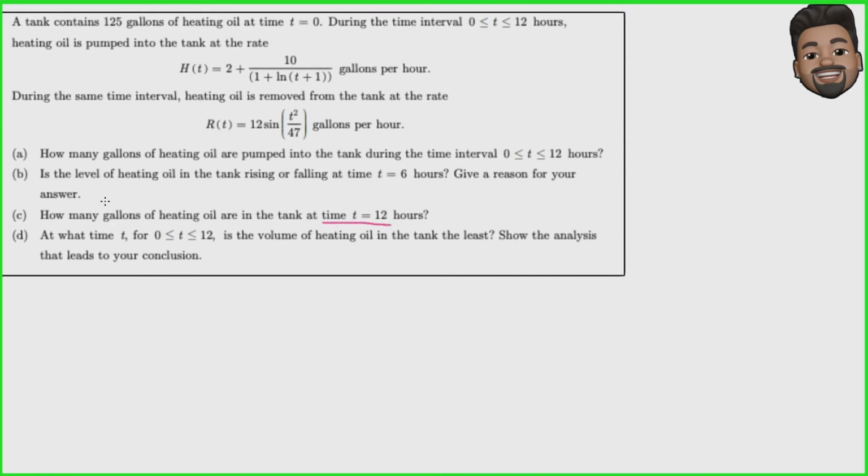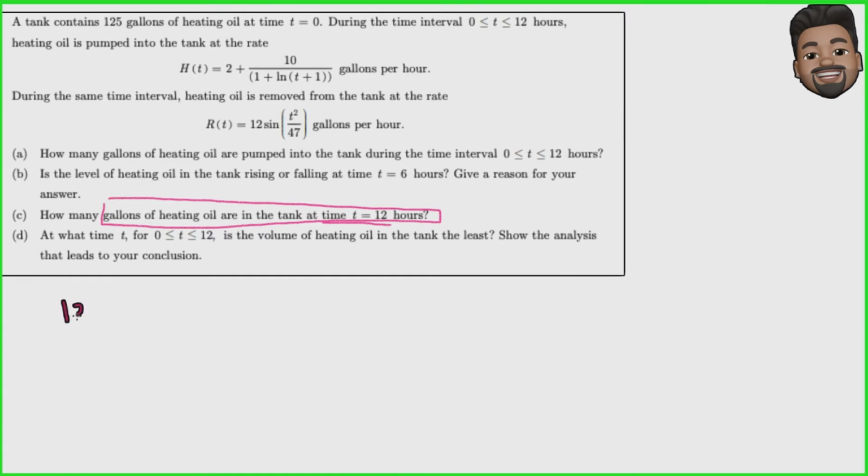Now, this is important because it's asking you how many gallons of heating oil are in the tank. How many are actually there? So we need to figure out how much exactly is in this tank. That's what we got to know. Well, we got to take into account everything. How much did we start with?